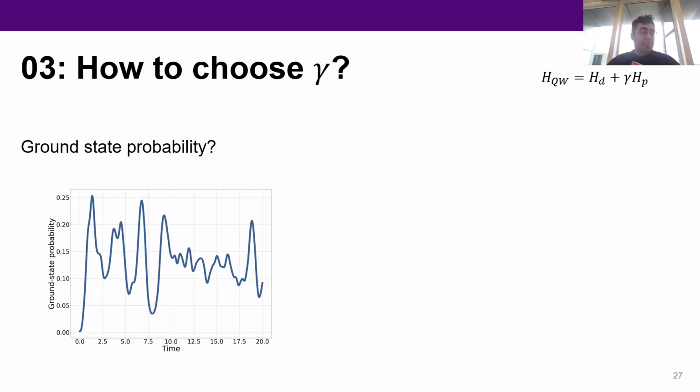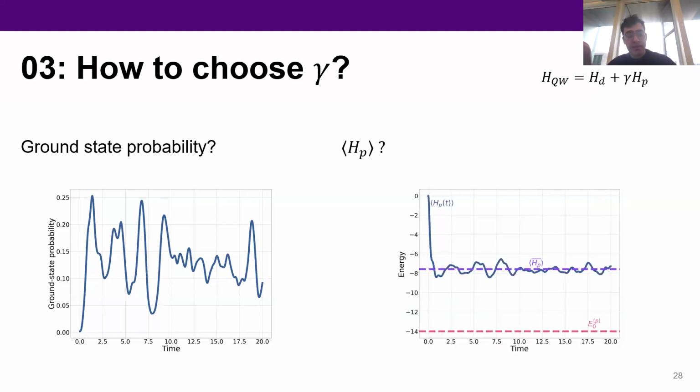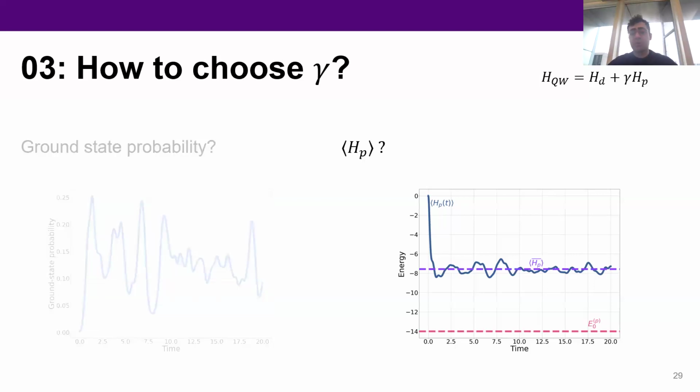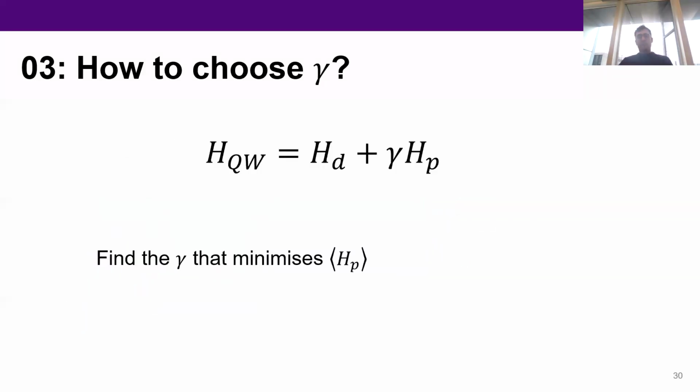In general, this is going to be difficult to know for problems of interest. Or we could look at, say, the expectation value of the problem Hamiltonian, which we would like to be as small as possible. And for the purpose of this talk, we're going to focus on this. So we want to find the gamma that minimizes the expectation value of HP. The question is, at which time?